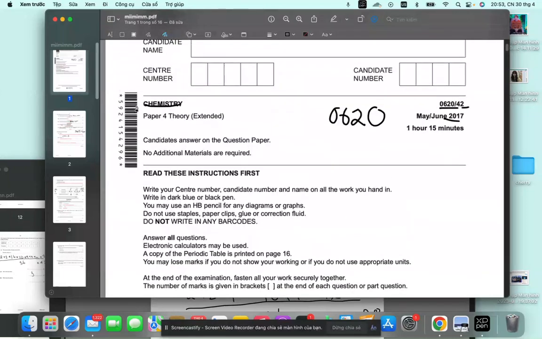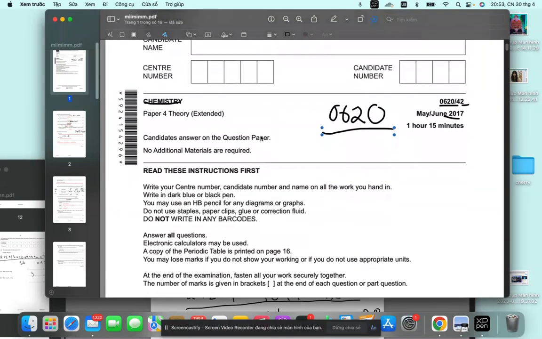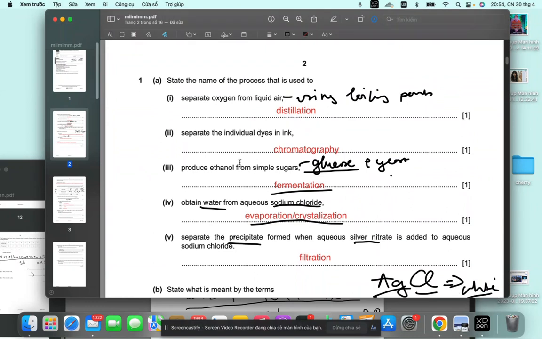Hi, today we'll be solving a chemistry past paper, a breakdown and a breakthrough on how to solve it. The code is 0620 for IGCSE, not GCSE. Number one, state the name of the process that is used to separate oxygen from liquid air. It is distillation, because it uses the different boiling points of the liquids.